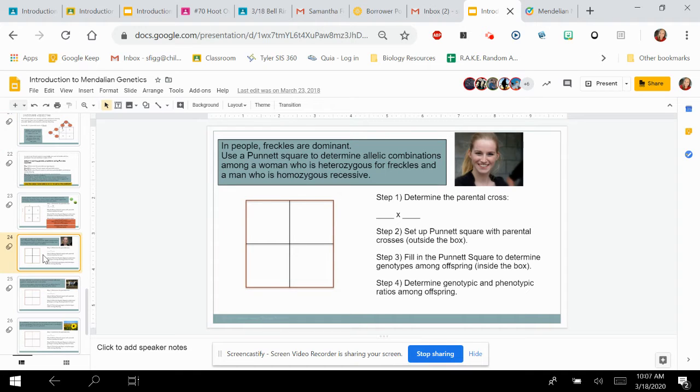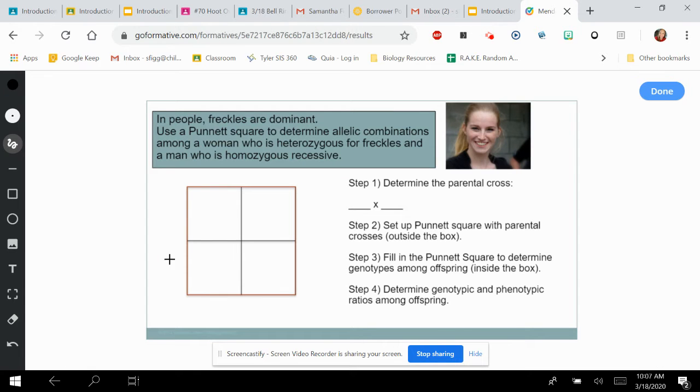So I'm going to hop over onto GoFormative to do this. I want to show you guys how to get through these practice problems. In practice problem number 1, it says, in people, freckles are dominant. Use a Punnett square to determine combinations among a woman who's heterozygous for freckles and a man who's homozygous recessive. So what we know, if the woman is heterozygous, the only option is for her to have a big letter and a small letter.